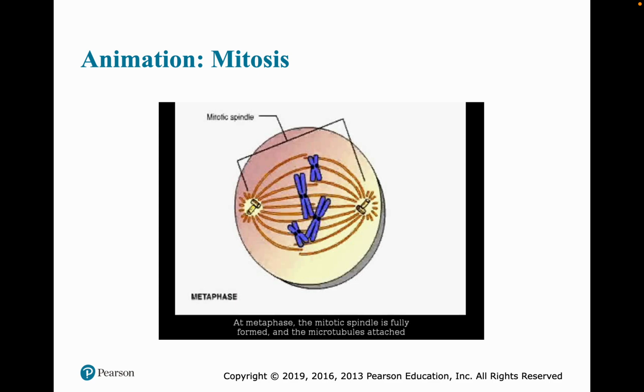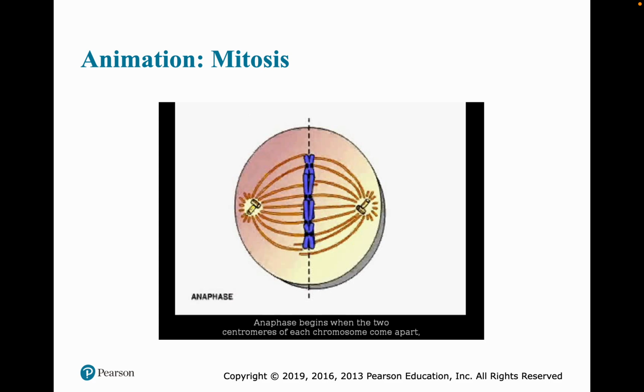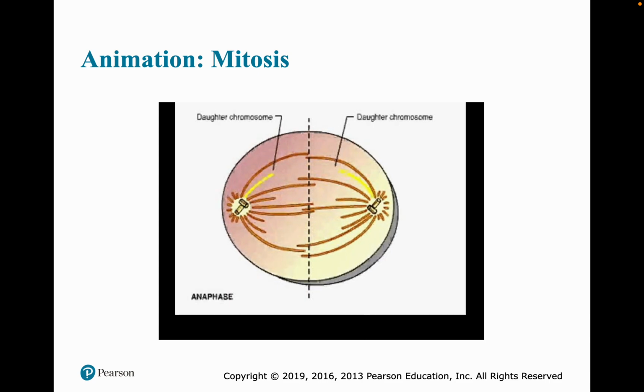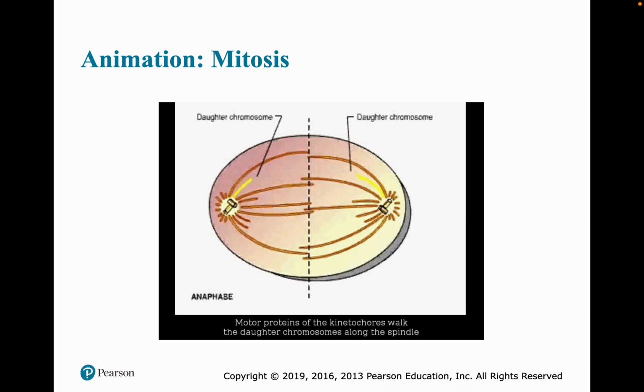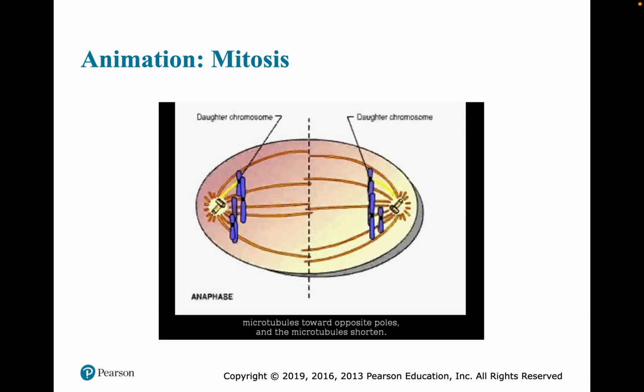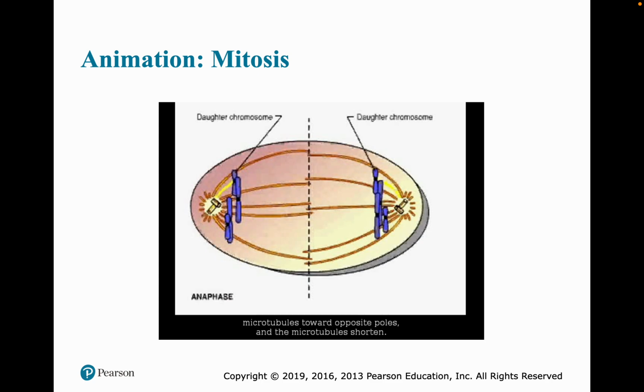At metaphase, the mitotic spindle is fully formed, and the microtubules attached to kinetochores move the chromosomes to the metaphase plate, an imaginary plane equidistant from the poles. Anaphase begins when the 2 centromeres of each chromosome come apart, separating the sister chromatids. Once separate, each sister chromatid is considered a full-fledged daughter chromosome. Motor proteins of the kinetochores walk the daughter chromosomes along the spindle microtubules toward opposite poles, and the microtubules shorten. At the same time, the spindle microtubules not attached to chromosomes lengthen, pushing the two poles farther apart and elongating the cell.